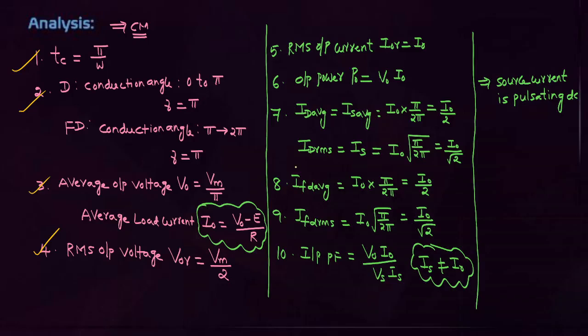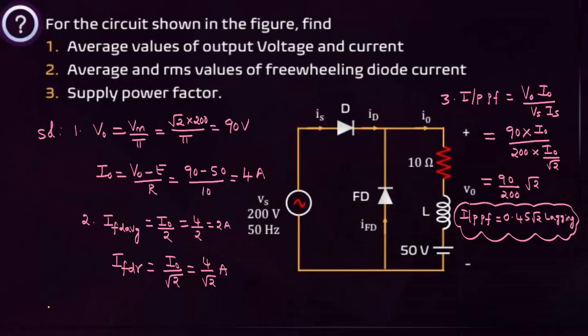For the average output voltage, Vm by pi, with the freewheeling diode, similar to that of the R load formula. What is the average load current formula? RMS output voltage formula. What is the RMS output current, output power expression? Average diode current, RMS diode current, average freewheeling diode current, RMS freewheeling diode current, input power factor, and source current, here also. Then practice this problem.